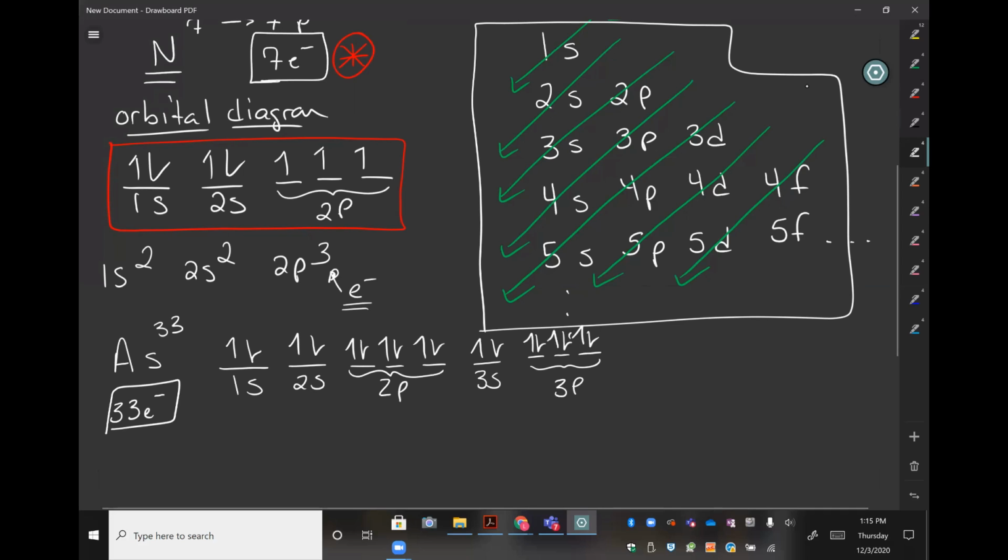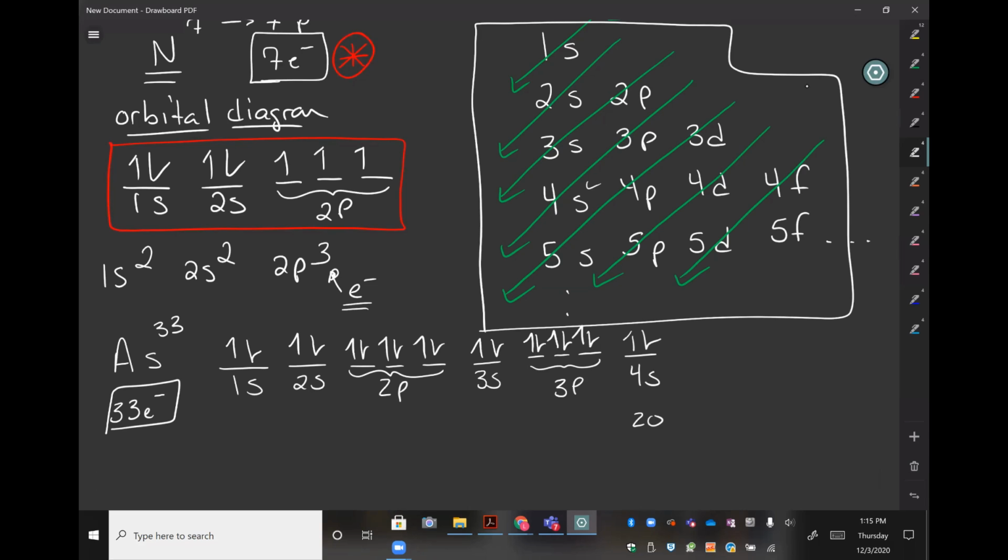I'm going to get that little dot out of the way. It's going to be a little confusing. From the 3p, we then move to the 4s. And after I write the 4s, I want to just take a moment to count our electrons. So we see we have 2, 4, 6, 8, 10, 12, 14, 16, 18, 20. So as of this point, we have 20 electrons accounted for. We still need 13 more to go.